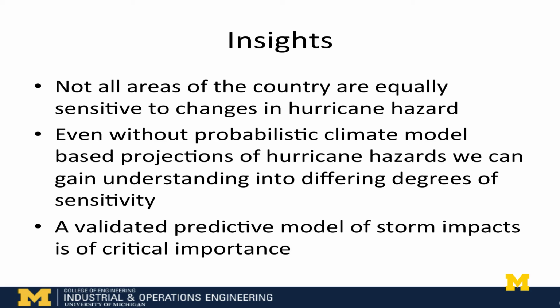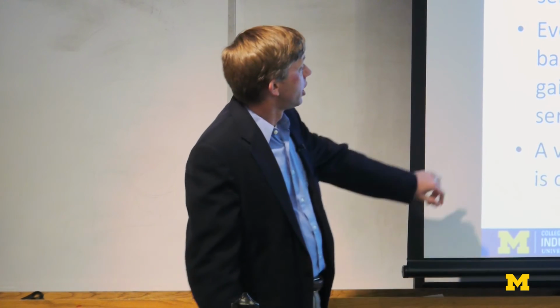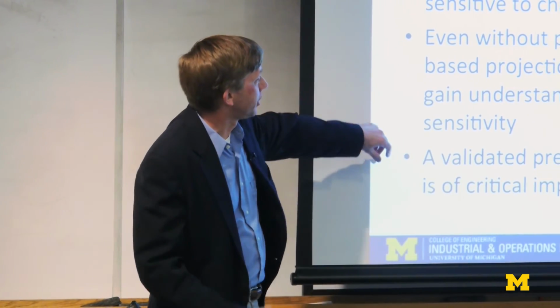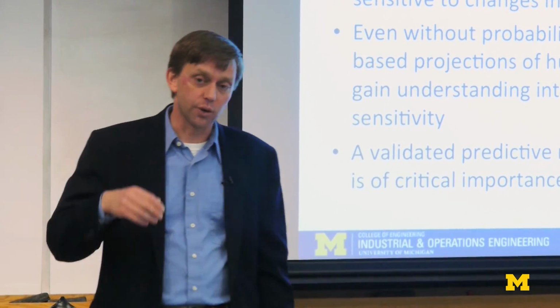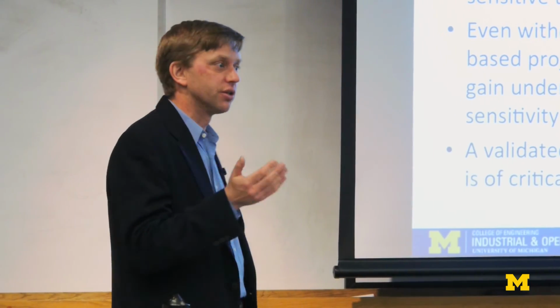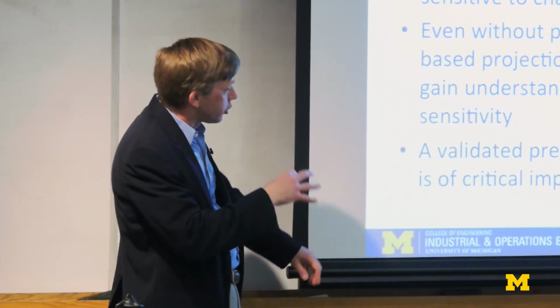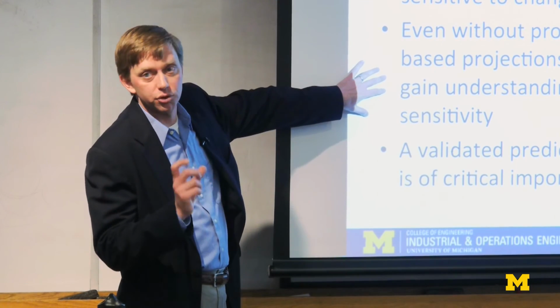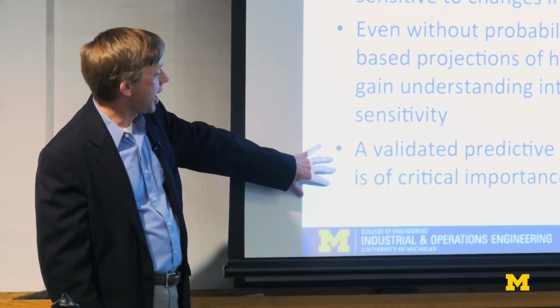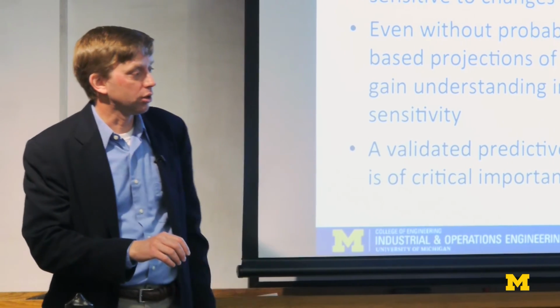Okay, so some insights from this. Not all areas of the country are created equal in their sensitivity to climate-induced changes in hurricane hazards. Despite some of the political discourse that says all coastal utilities should start installing concrete poles and burying lines, well, that's awfully expensive, and not all places are equally sensitive to these changes. And even without probabilistic climate model-based projections of hurricane hazards, we can start to gain some understanding. We can't make the probabilistic projections of impacts that we might want without doing that, but we can start to get some understanding of which areas are most sensitive and which aren't. And at the core of this is that validated predictive model of storm impacts.